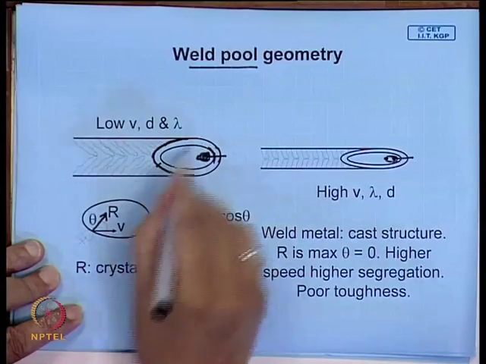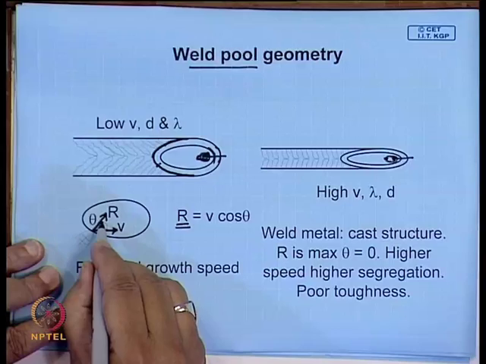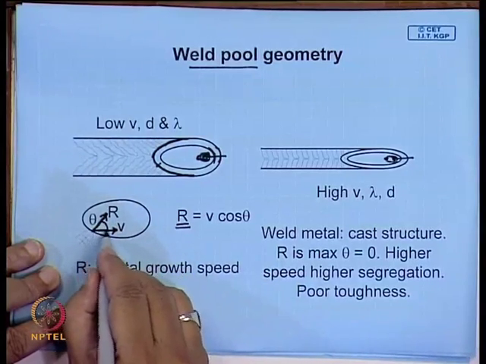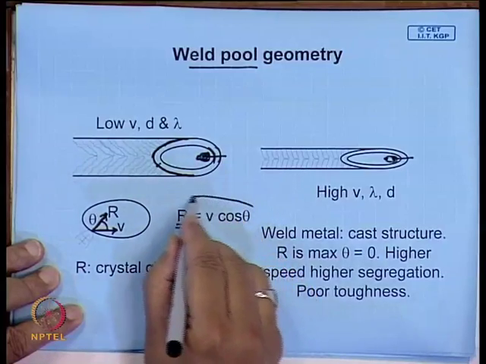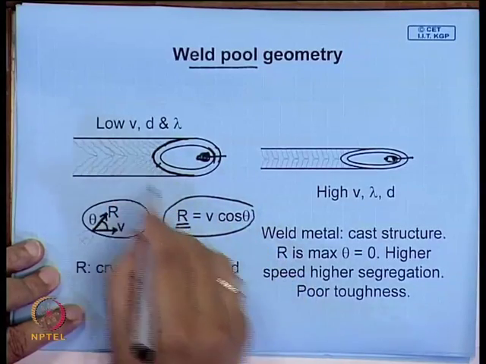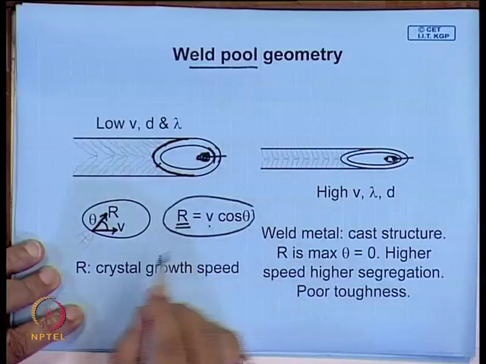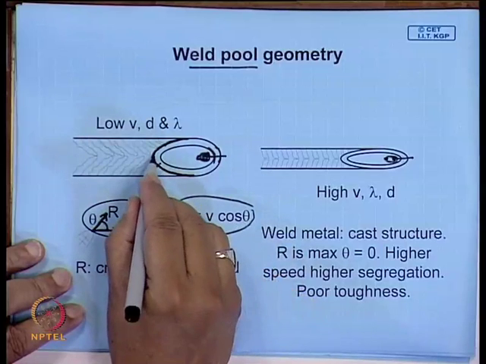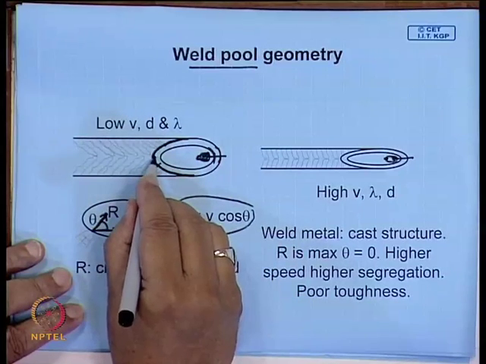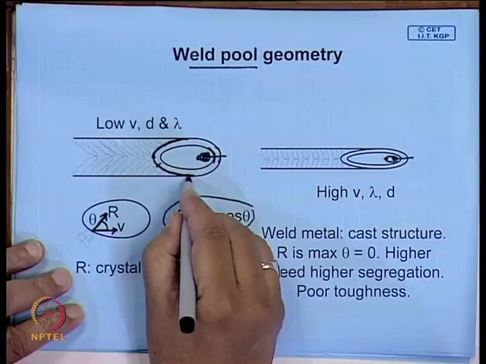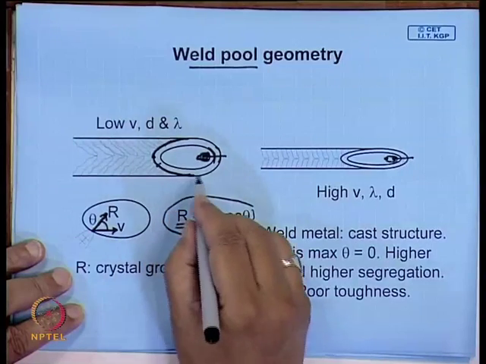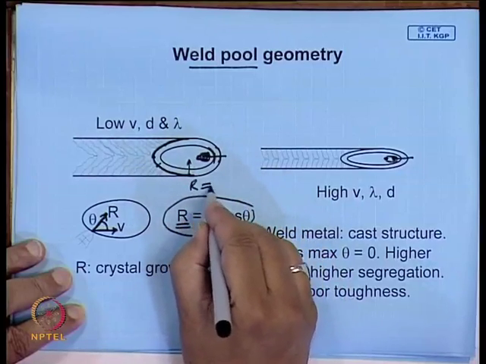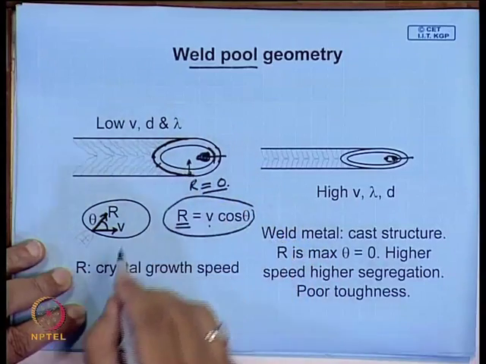And if this heat source is moving at a velocity v, and this is the angle theta between the perpendicular to this interface and the velocity, the growth velocity of the crystal, that solidifying front, will be equal to v cos theta. So, maximum where theta is 0. So, this is the point where the growth rate will be maximum, and this is the point where the growth rate will be minimum, because here theta is 90. So, this is r is 0, this point.